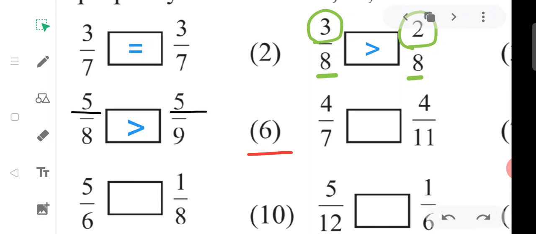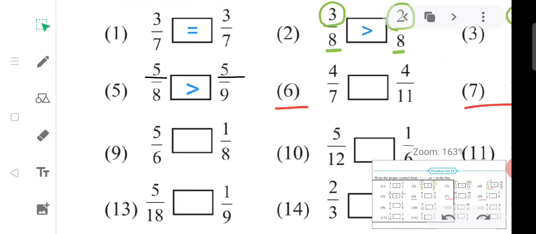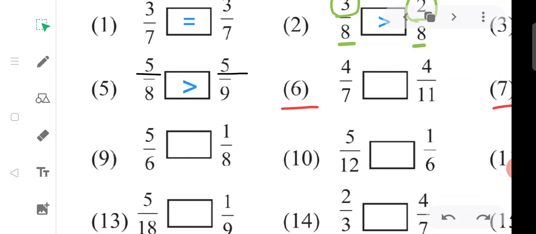Now see next 6, 7 and 8. You can solve by your own. Now come to the next one. Next one is 9. See 5 upon 6 and 1 upon 8.